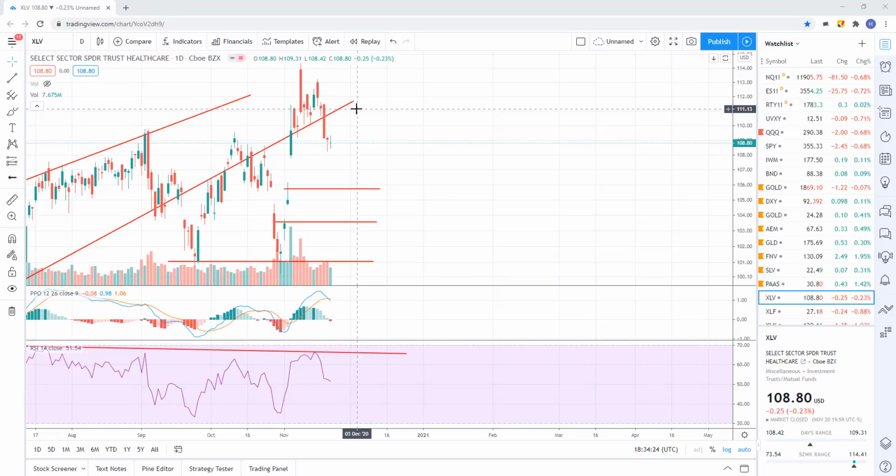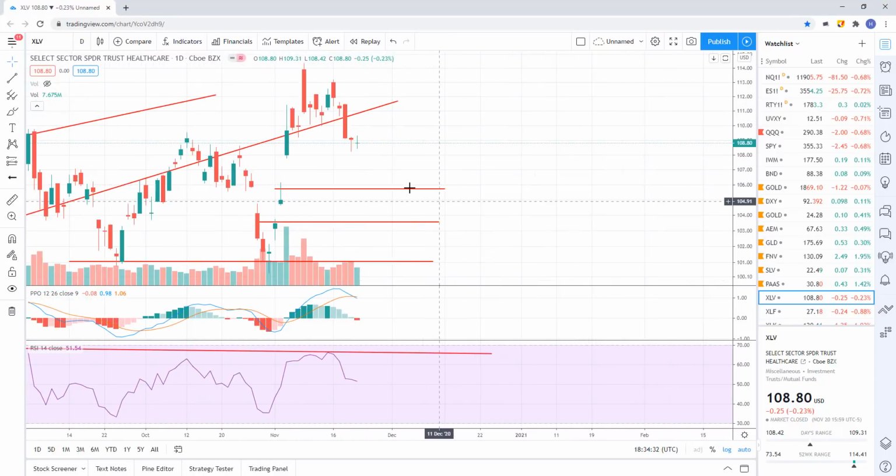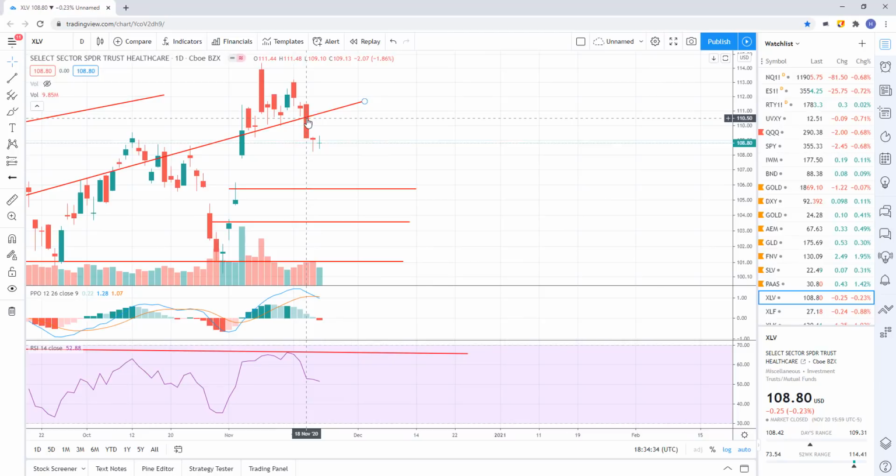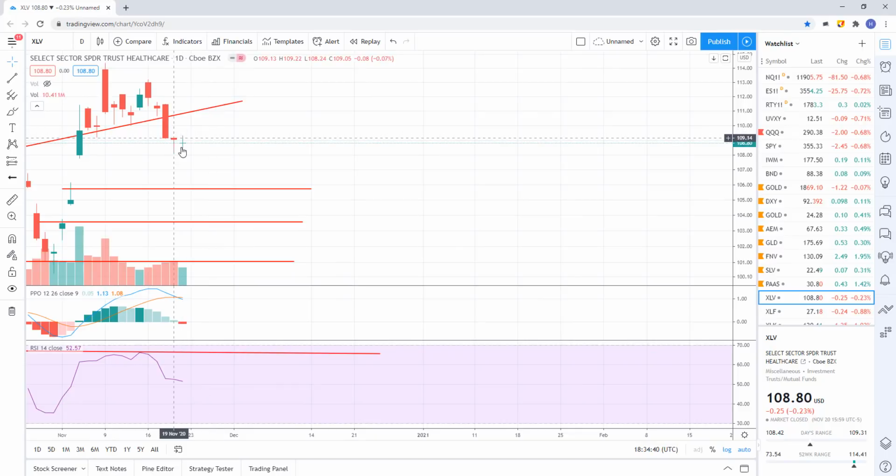Healthcare XLV. I am short this position. I got short when we broke down right here on Thursday. And so far, looking good. You can see when you short or take a position at the right entry, even if it moves against you, you can see really muted buying, basically.